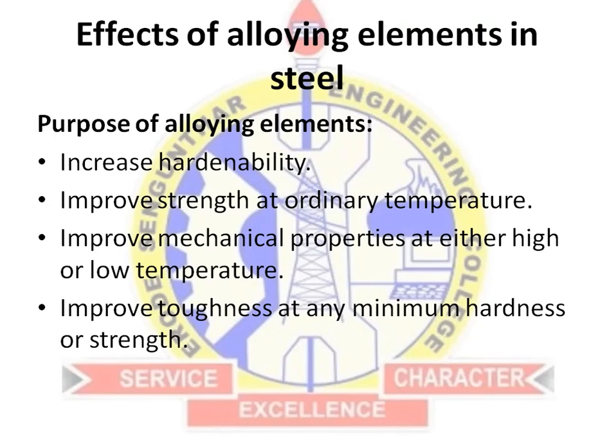Next one is to improve the strength at ordinary temperature. Next is to improve the mechanical properties at either higher or lower temperature. There is a refractory property which is enabled in that material. Refractory means to withstand higher temperature. Refractoriness is added by the alloying elements also.